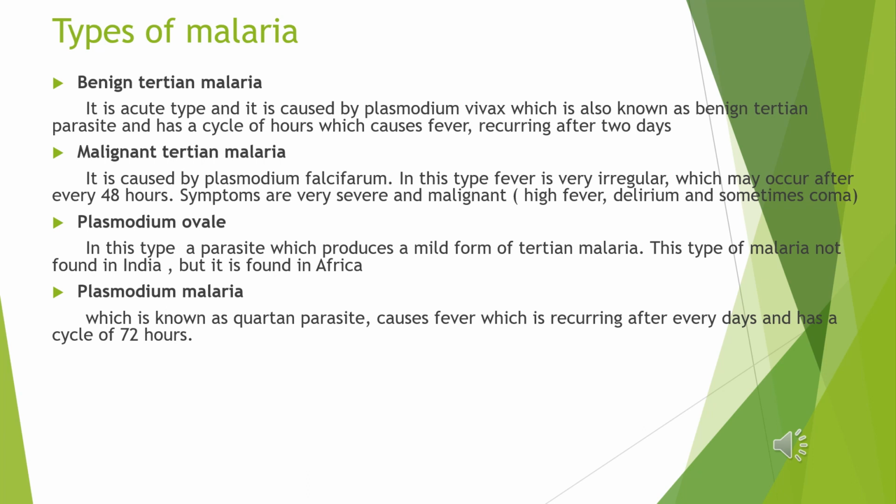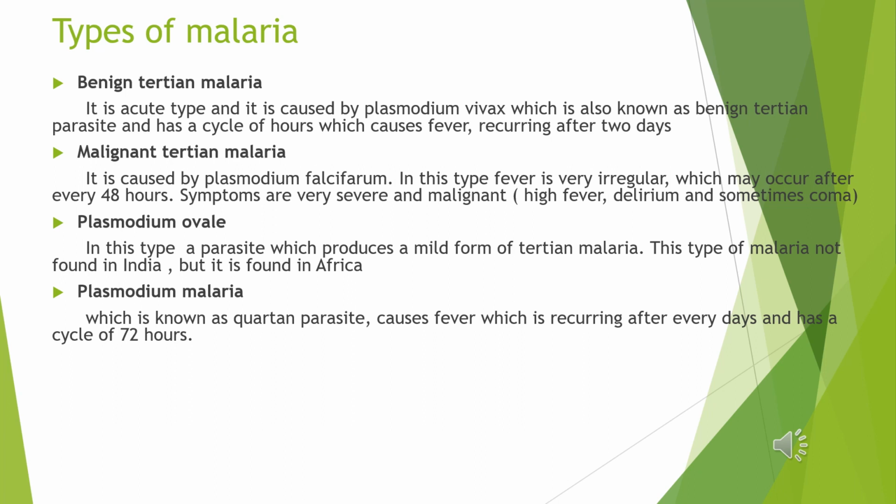In this type, fever is very irregular, which may occur after every 48 hours. Symptoms are very severe and malignant. The patient will have high fever, delirium, and sometimes they may go into coma. Plasmodium ovale is a parasite which produces a mild form of tertian malaria. This type of malaria is not found in India, but it is found in Africa.